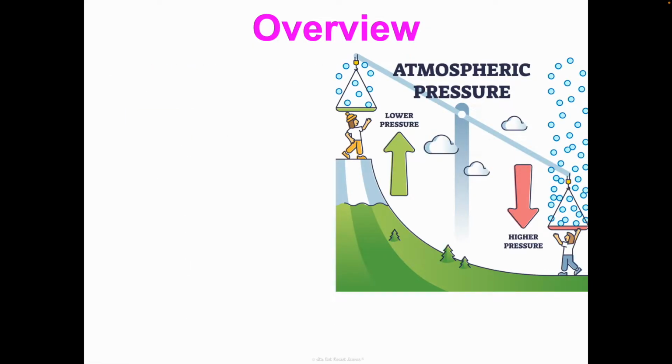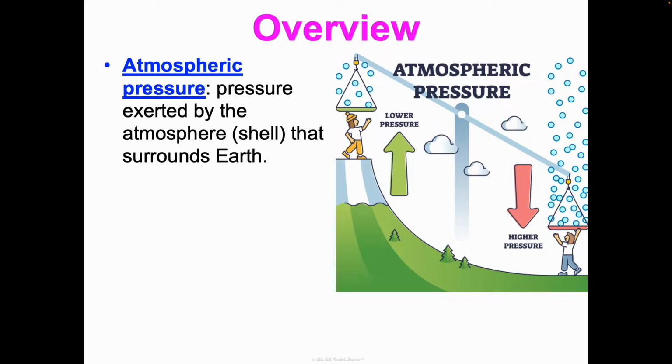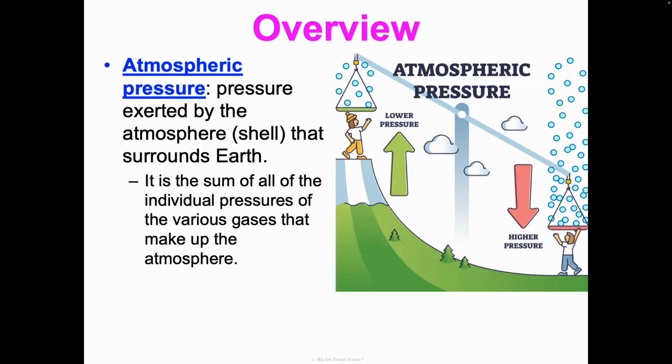Okay, so I mentioned atmospheres. That's the most common unit we're going to be using and seeing for pressure. And you might be thinking, what does that mean? Atmospheric pressure is the pressure exerted by the atmosphere, which is kind of like a shell that surrounds the Earth. It's the sum of all the different individual pressures of all the gases that make up the atmosphere: water vapor, carbon dioxide, methane, nitrogen gas, all those different things.